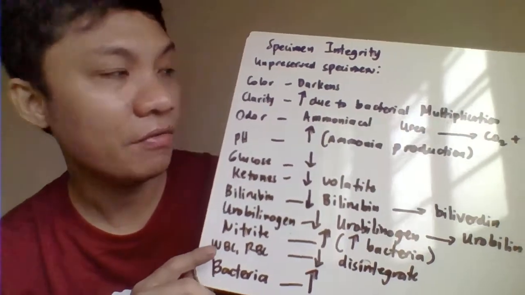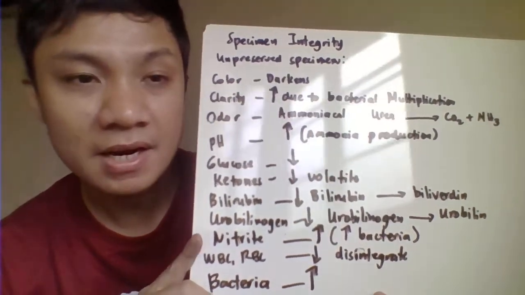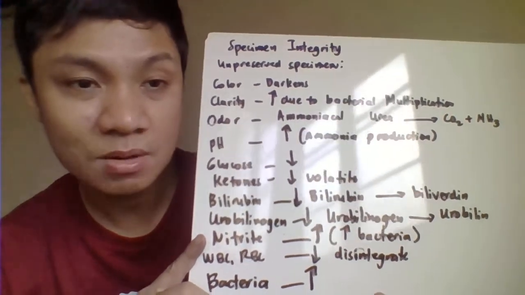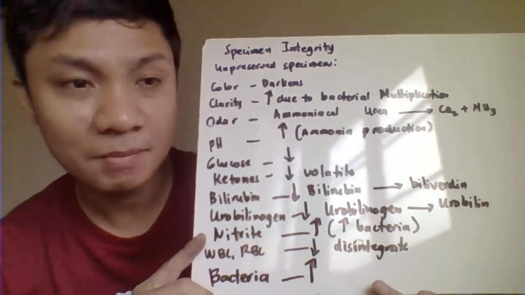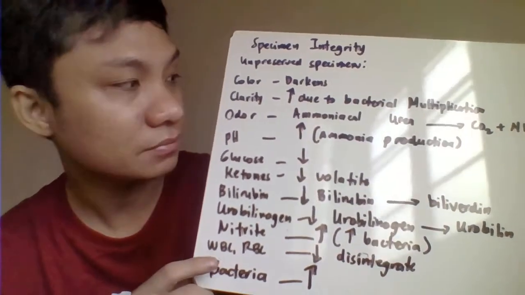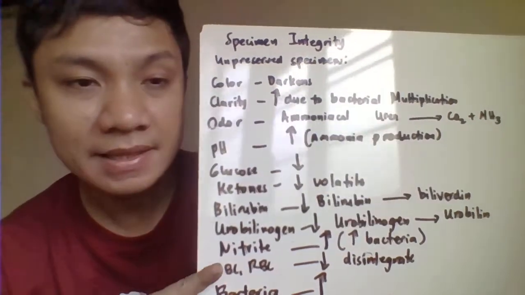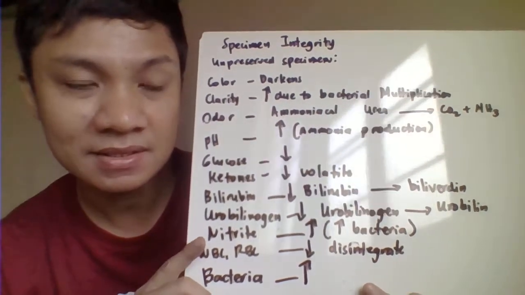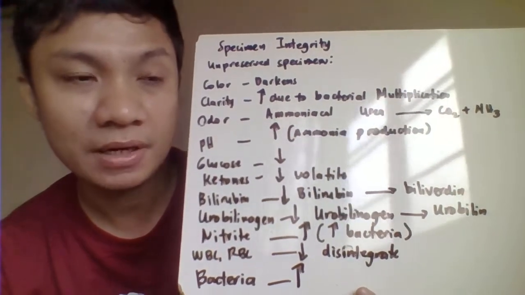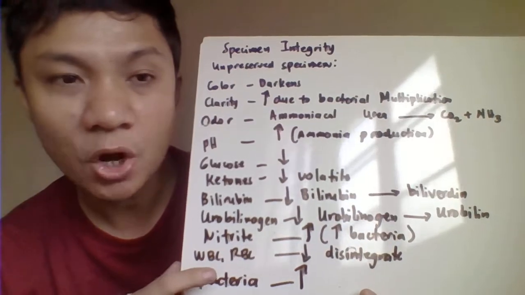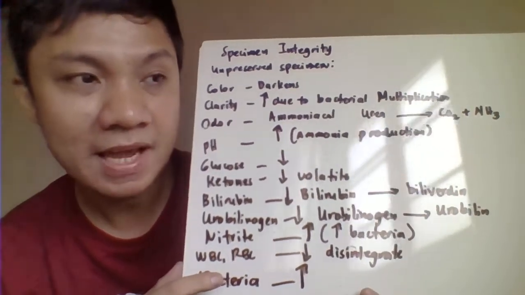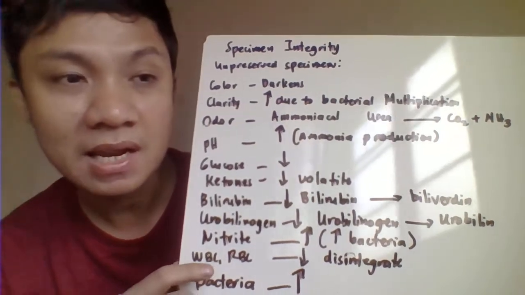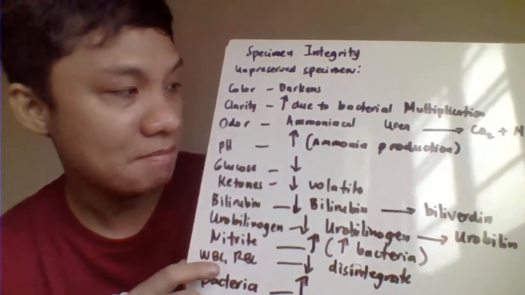The first one, for the color. The color of the unpreserved specimen will darken, so magiging dark yellow ito because of exposure to the air. Another one, clarity. So nagiging turbid ang ating specimen as it's not able to be delivered to the laboratory, or the specimen has been long-standing, because again of the bacterial multiplication. So pag dumadaming bacteria, nagiging cloudy ang ating specimen.